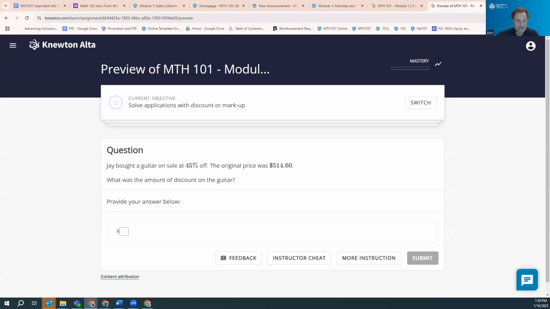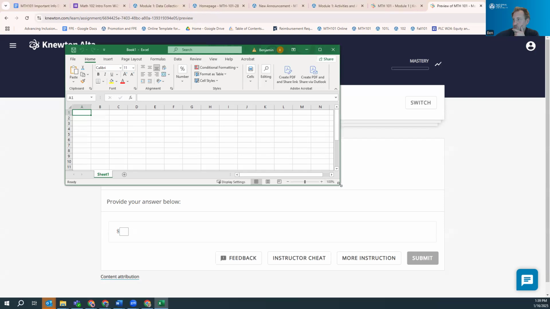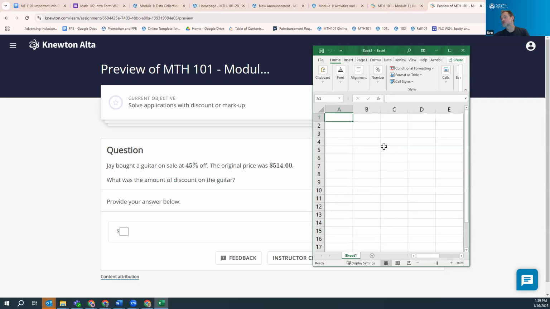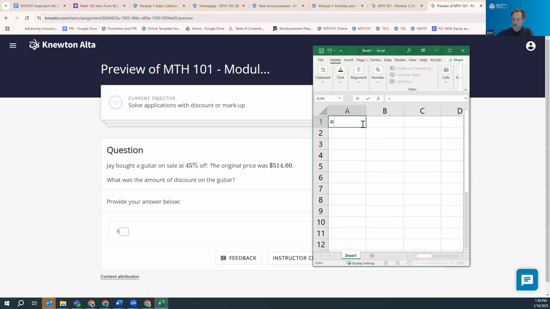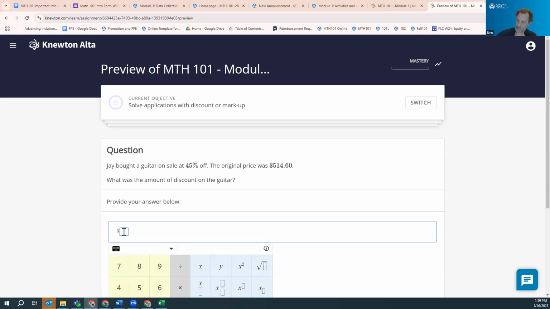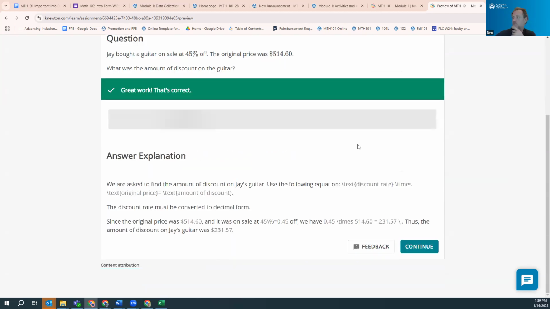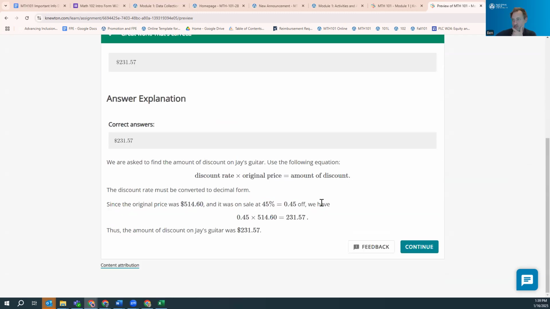I'm going to use Excel because that's what we're using in class in the workbook, but you can do this on a calculator too. I'll just move this over here. So I need the numbers. I'm going to zoom in here. Equals 45% of 514.60, 231.57. I'm going back before I submit, rereading the question, making sure I didn't miss anything. Submit, boom. And they give me a little explanation here.